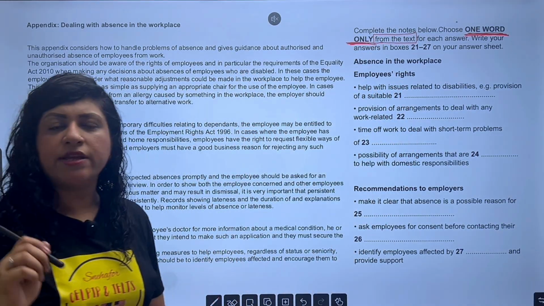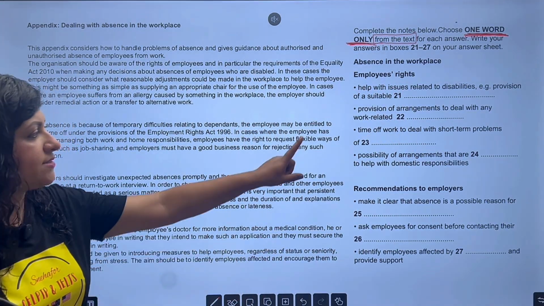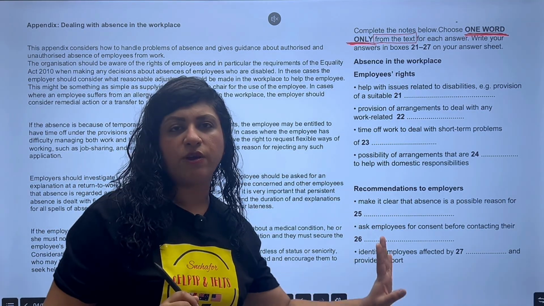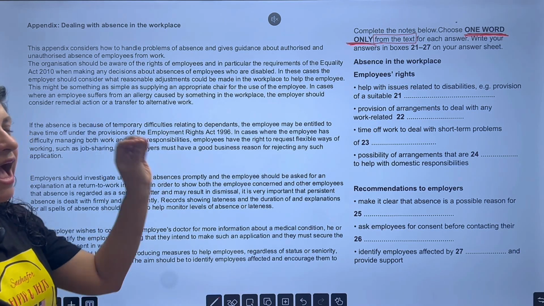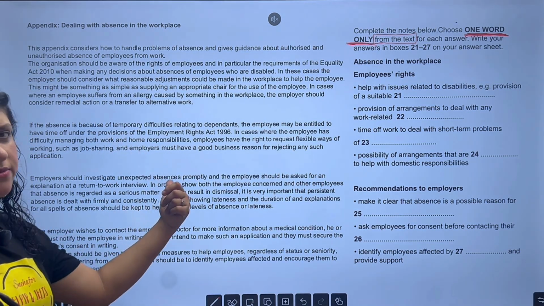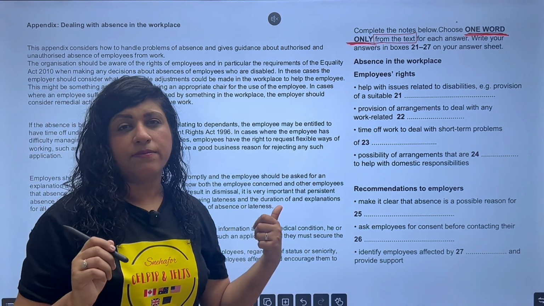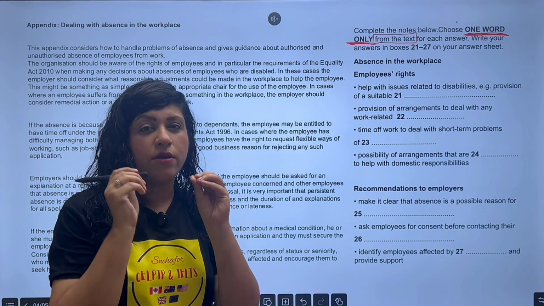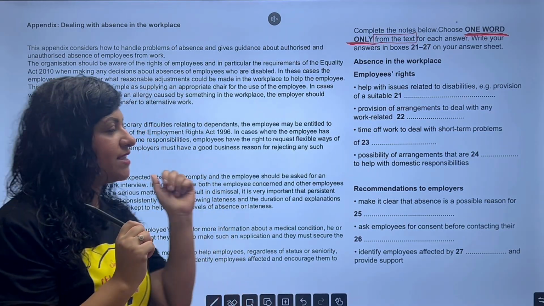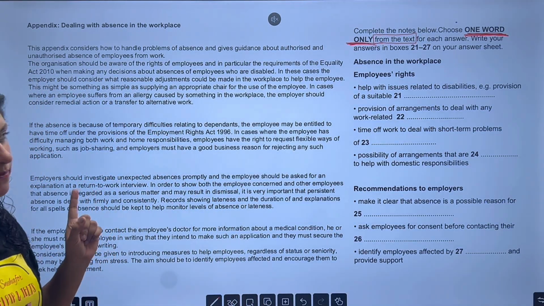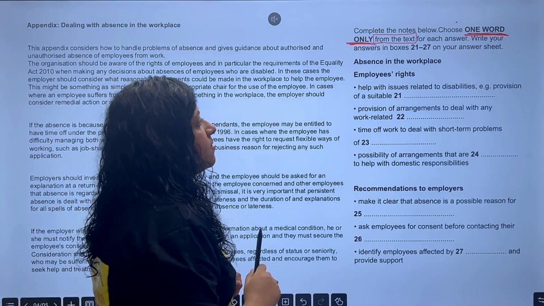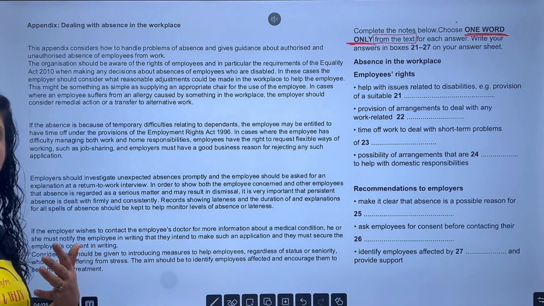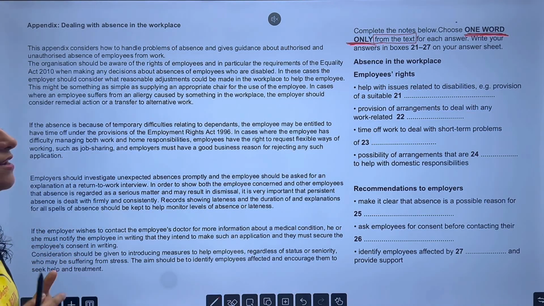So make sure that the answer that you're going to write for these questions, 21, 22, 23, 24, 25, 26, 27, that word has to be taken from the text. You're not going to write its synonym at all. You have to write exactly that word that's given in the text. Please note that.